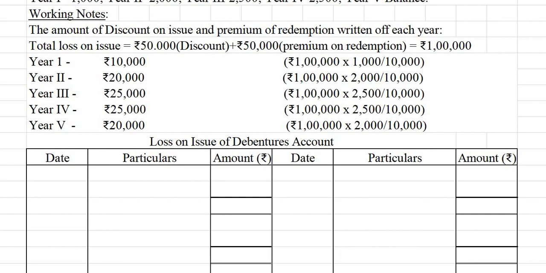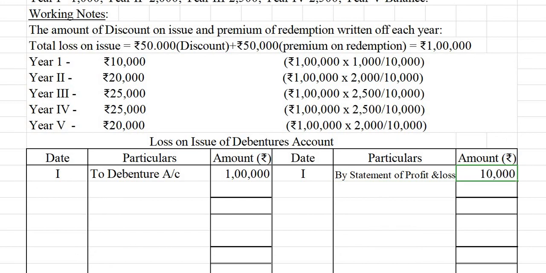So what will be the first entry? Total discount we have to show in the debit column. Debit column, first year. Here also the date is not mentioned, so we can write 1, to debentures account. To debentures account, how much? 1 lakh is the amount. And in the same year we have to write off proportionately. In the first year it is given that 10,000 is written off from the profit. So, statement of profit and loss 10,000.